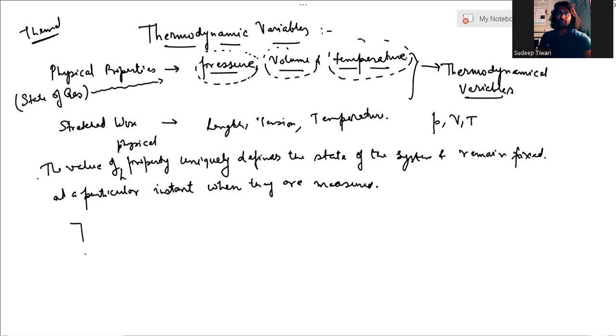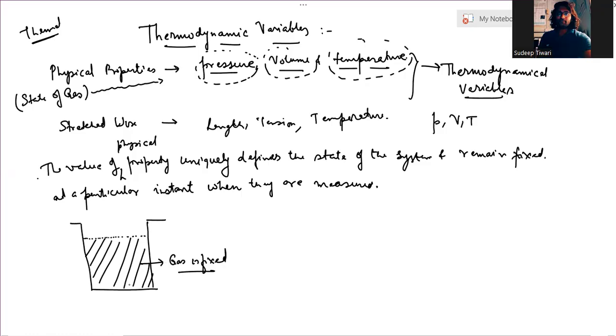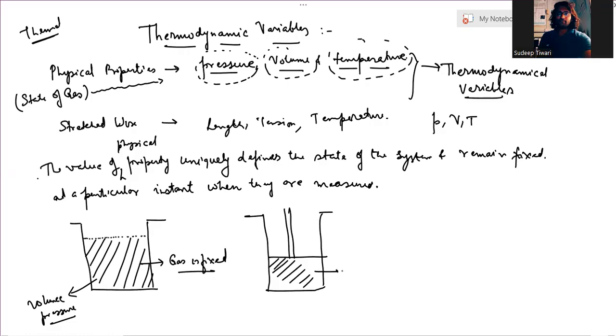For example, if I'm considering a system in which gas is filled, obviously the volume is fixed at this particular instant and pressure is fixed. Then if I apply a piston to it, obviously volume is going to decrease, but pressure is going to increase. So this particular value of P and V uniquely defines the present state.